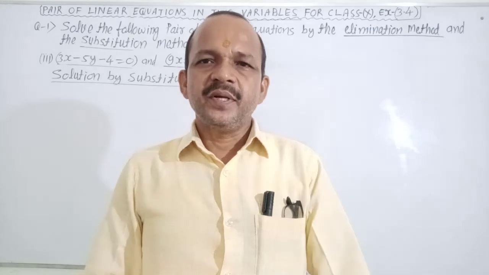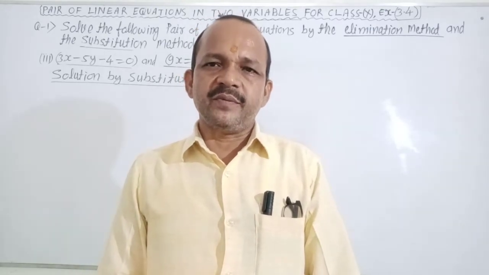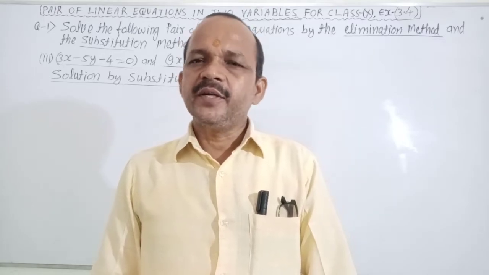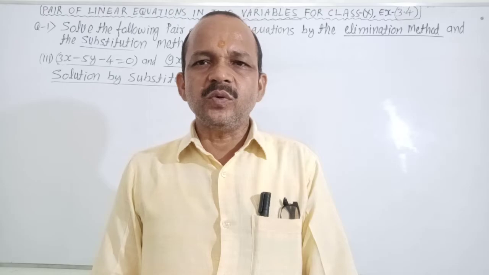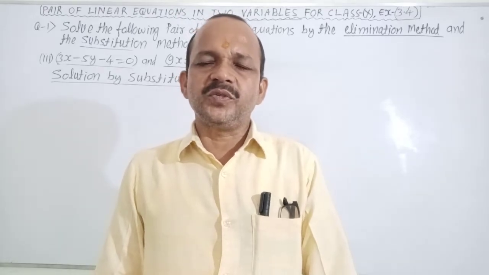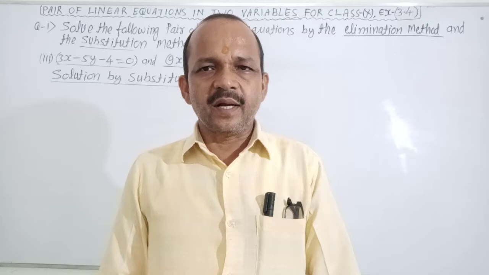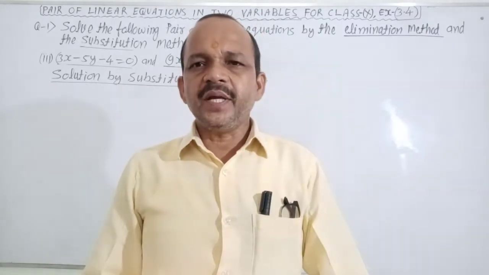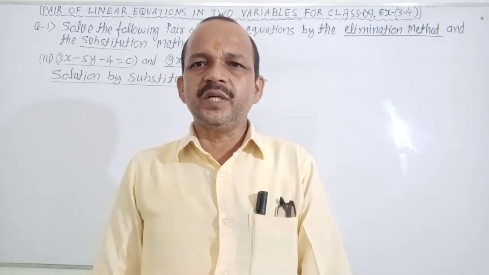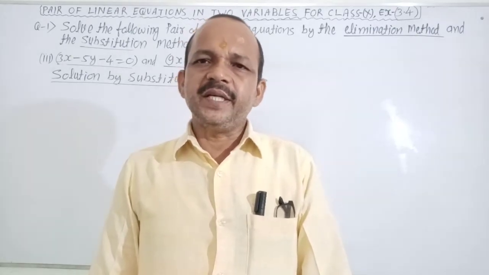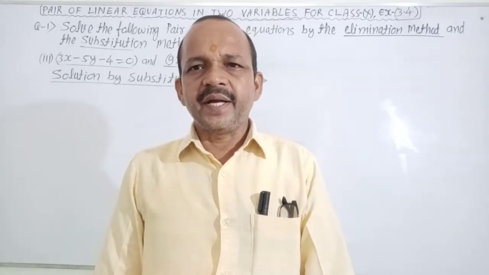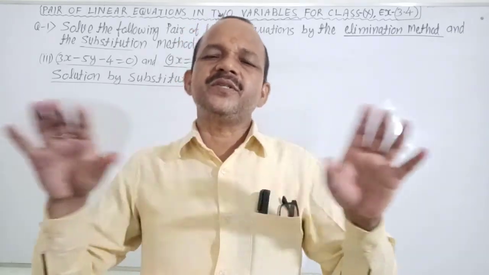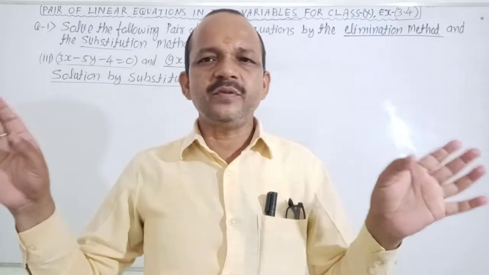Very good. If a1 by a2 not equal to b1 by b2, then it shows intersecting lines, consistent system and unique solution. If a1 by a2 equal to b1 by b2 not equal to c1 by c2, then it shows parallel lines, inconsistent system and no solution. If a1 by a2 equal to b1 by b2 equal to c1 by c2, then it shows coincident lines, consistent dependent system and infinitely many solutions. It is clear, no confusion about it.